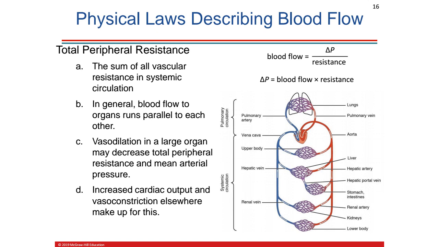And so what happens during exercise is that as this peripheral resistance decreases due to the vasodilation of arterioles in the skeletal muscles, there's going to have to be a corresponding increase in blood flow, or cardiac output, in order to keep the mean arterial pressure constant. And we're going to go through and look at all this in great detail in the next few slides.